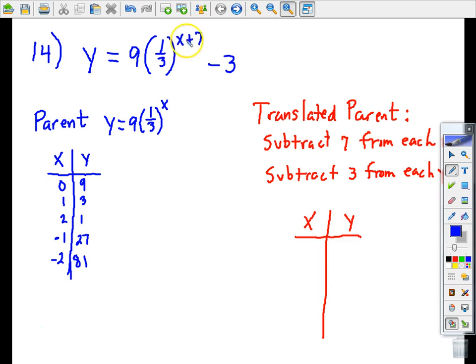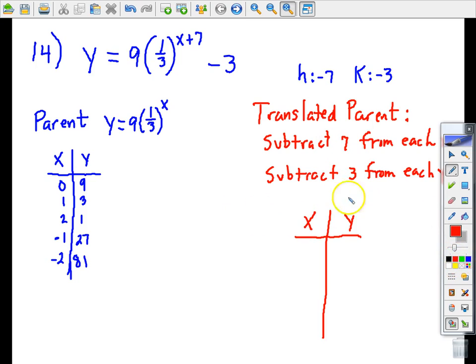I notice that I'm adding 7, which means that the H value, which represents horizontal movement, is -7. Remember, when it comes to horizontal movement, you really have to think opposite of what it looks like. We're actually going to be moving left 7 places. And this other number that we call K represents vertical movement, and it's -3, so this indicates that we're going to be shifting down 3 places.